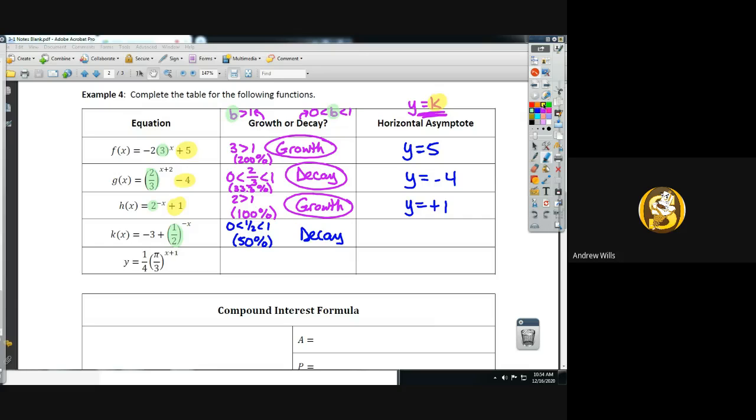As for the asymptote, that is where the -3 comes in, because even though it's not written on the end, that is the k value. So y equals -3 would be your horizontal asymptote.